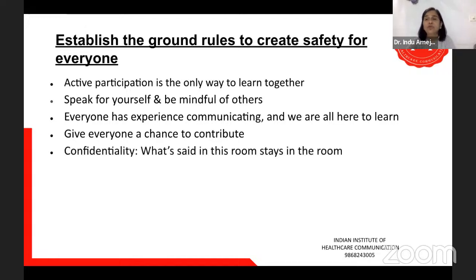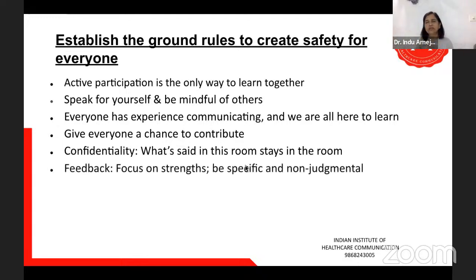Another important thing is confidentiality. If you reassure and reiterate that whatever we discuss will stay here and we will not take this outside this room, it gives them a feeling that we will not be taking this information out.